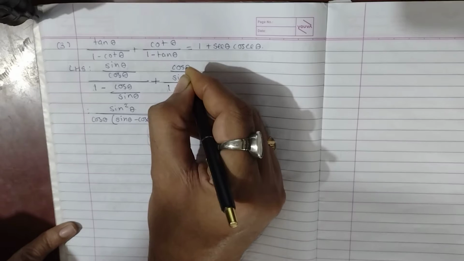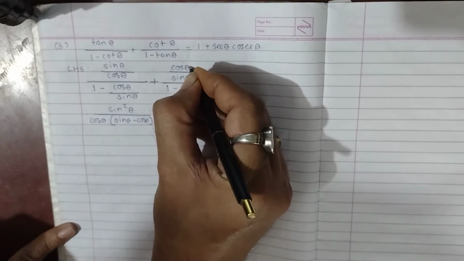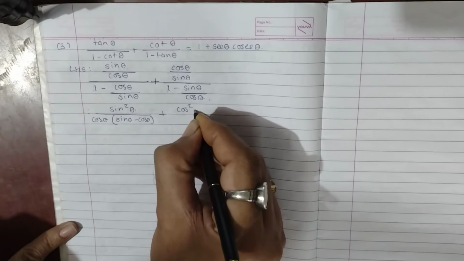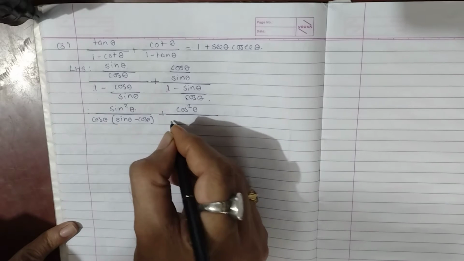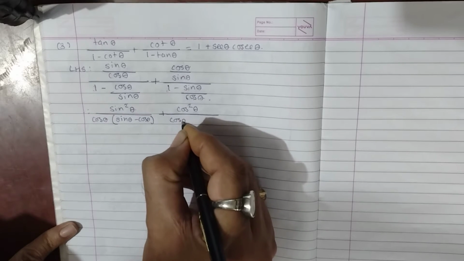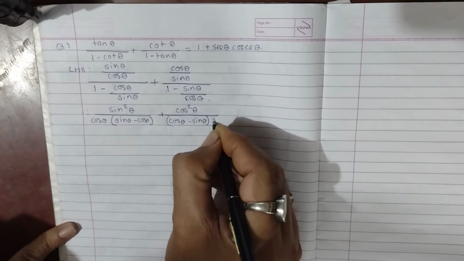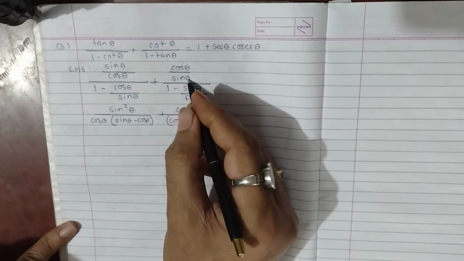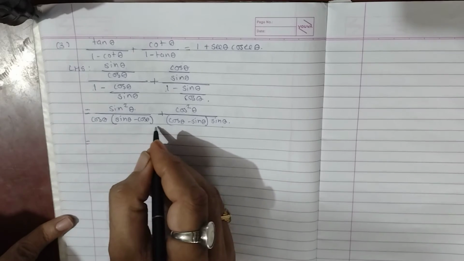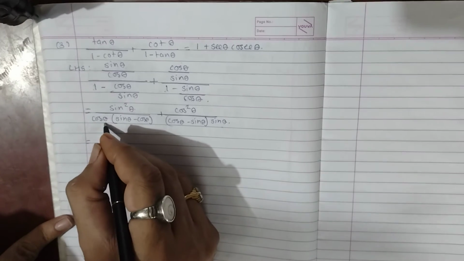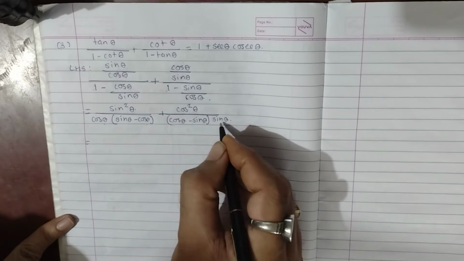Same for the second one: cos will be multiplied with cos. So we will get cos square theta, and cos will be multiplied with the 1, with the LCM we will do it here. So it will be cos theta minus sin theta, and this sin theta will come down as the denominator. So here we have simply written it. Now we can see that it is given cos theta, sin theta minus cos theta, then cos theta minus sin theta, and sin theta.